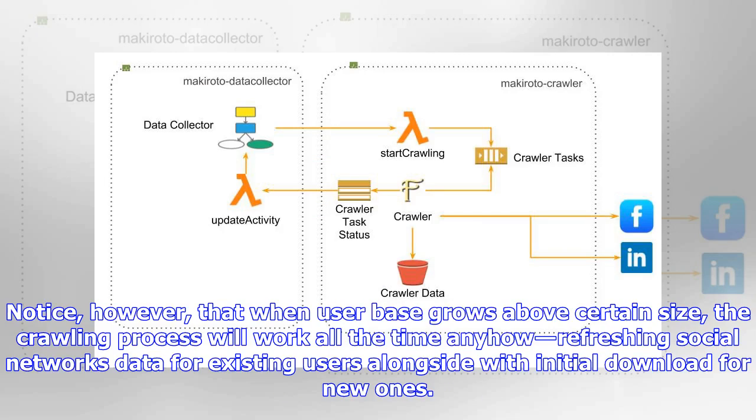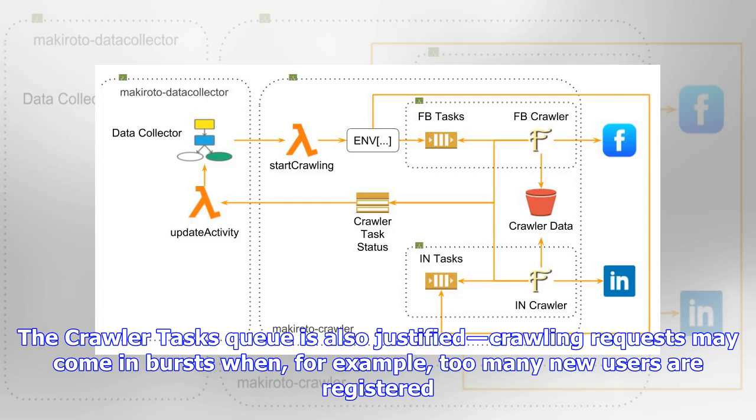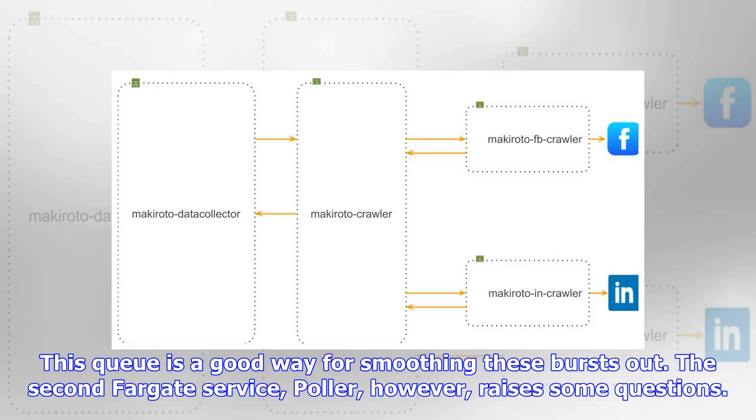Notice, however, that when the user base grows above a certain size, the crawling process will work all the time anyhow, refreshing social networks data for existing users alongside the initial download for new ones. In the steady state there will be almost no idle time to pay for. The crawler tasks queue is also justified. Crawling requests may come in bursts when, for example, too many new users are registered. This queue is a good way of smoothing these bursts out.